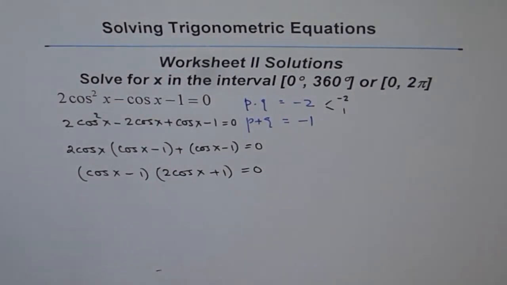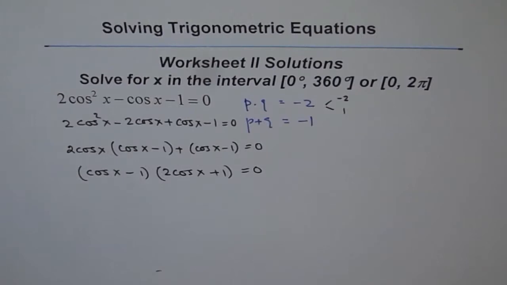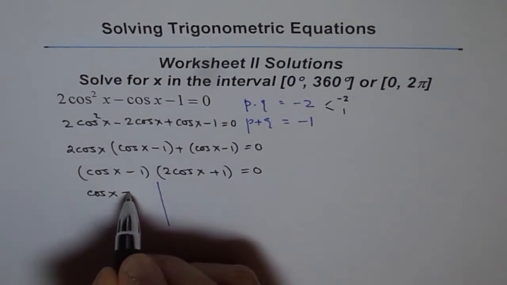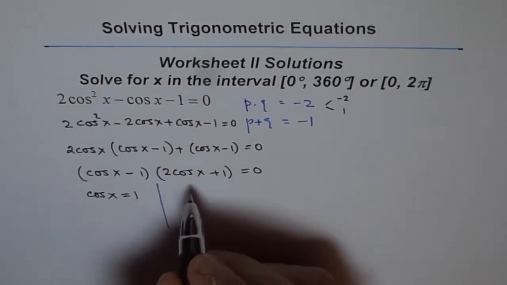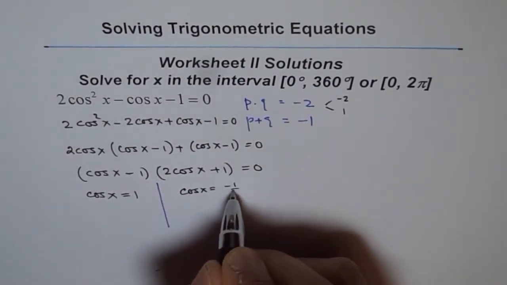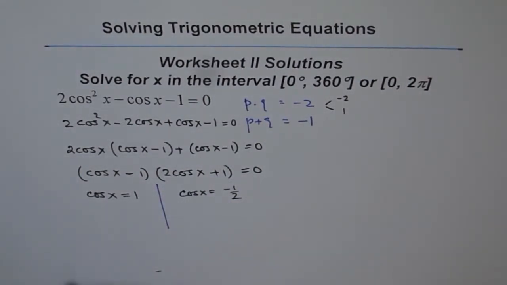Now that gives us the possibility of two different solutions. So one is that the first factor is 0, that is cos x equals to 1. That'll make this 0, right? That's one solution. The second is cos x equals to minus half, correct? That will make this 0. Both are possible since cos value changes from minus 1 to plus 1.